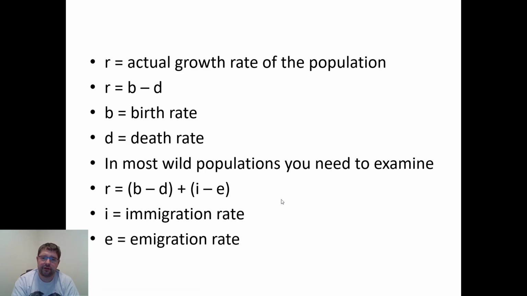So immigration and emigration rates. Okay? So that's really what goes into R, or the actual growth rate of a population. Now, that being said, you can see that it could be very difficult to actually know what R is. You have to know the birth rate, death rate, immigration rate, and emigration rate. Okay? And for some organisms, that's really difficult to calculate, especially organisms that have the capability of flying.